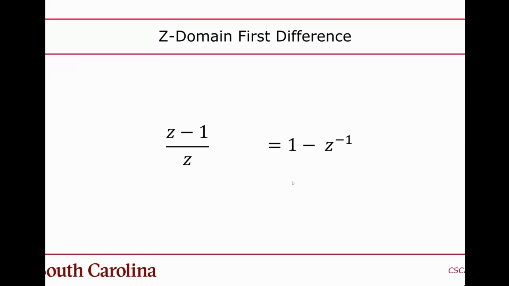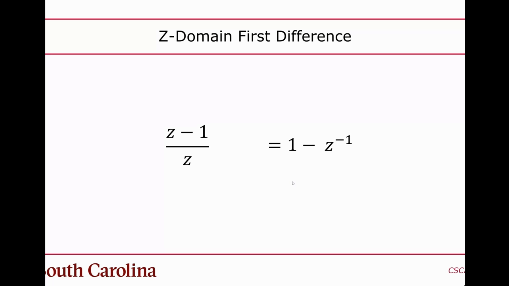Okay, so let's talk about this first difference thing. What is actually going on here? Why z minus 1 over z? Why are we doing this instead of just z like we have with the S domain? Well, if you look at z minus 1 over z, that's equivalent to 1 minus z to the minus 1. If we break it up, it's z over z minus 1 over z, which is equivalent to 1 minus z to the minus 1. So what is really going on here?